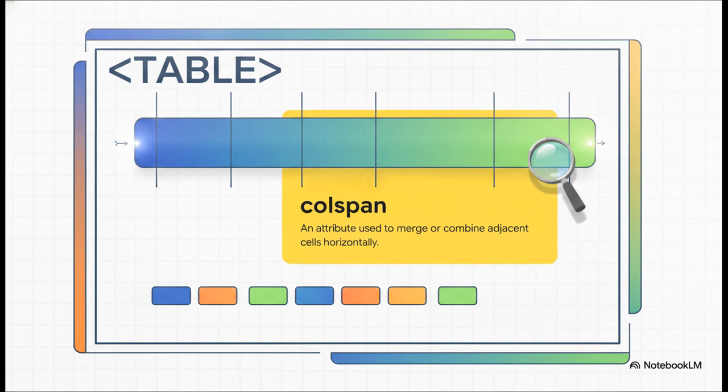You just pop it right inside your TH or TD tag and assign it a number. It lets a single cell merge with adjacent cells horizontally, stretching from left to right. It's an absolute game changer when you need a master title to hover perfectly over multiple subcolumns.